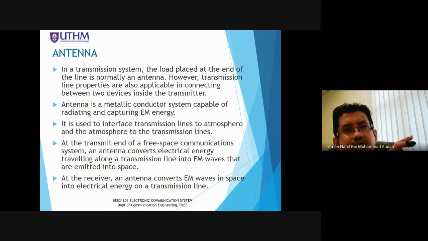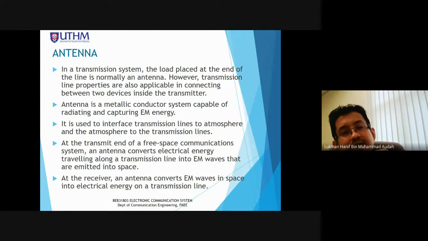Dan ada beberapa parameter untuk transmission line ini. Kita dah lihat reflection coefficient, VSWR, input characteristic impedance, load impedance, velocity of the wave, velocity factor, epsilon R parameters dan pelbagai lagi untuk transmission line. Remember, transmission line merujuk kepada medium sama ada kabel ataupun wireless.